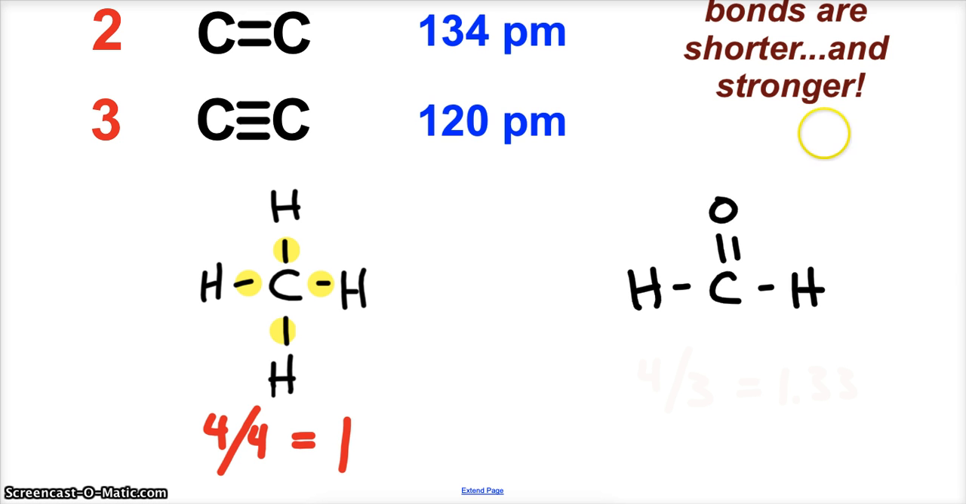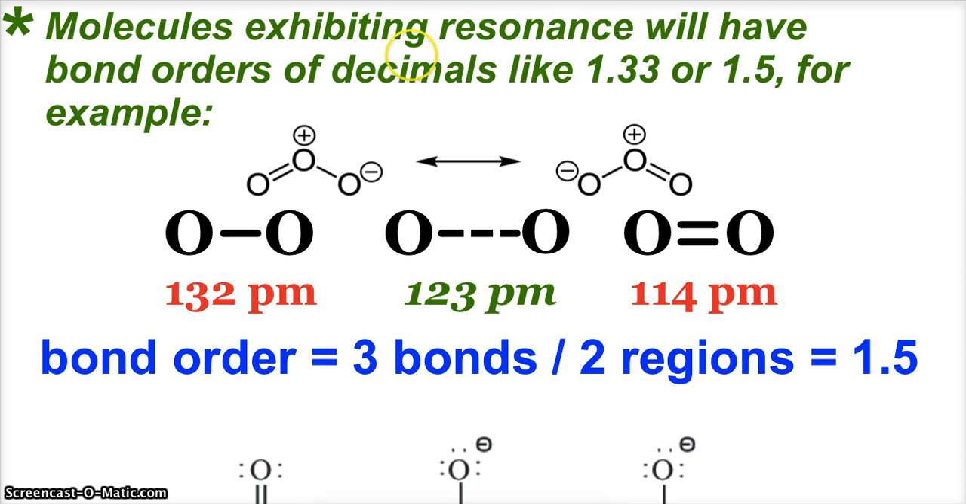In the next picture over here, I see this compound with a carbon, a double bonded oxygen, and 2 hydrogens. And I notice I have 1, 2, 3, 4 bonds, but this time they're only found in 3 places, 3 regions around the carbon atom. So this molecule has a bond order of 1.33. And when we have fractional bond orders, it typically indicates we've got multiple bonds, or perhaps we have resonance. Molecules that exhibit resonance will definitely have bond orders in the fractional or decimal area. Here's our good friend ozone.